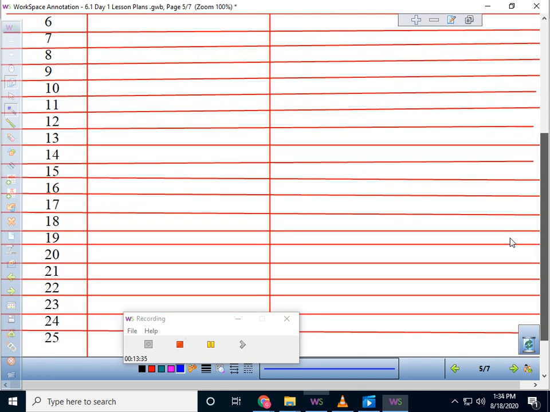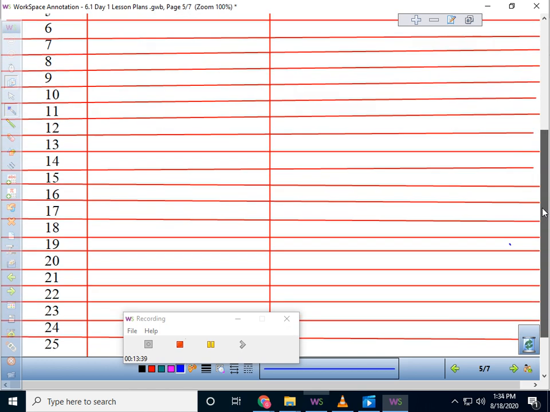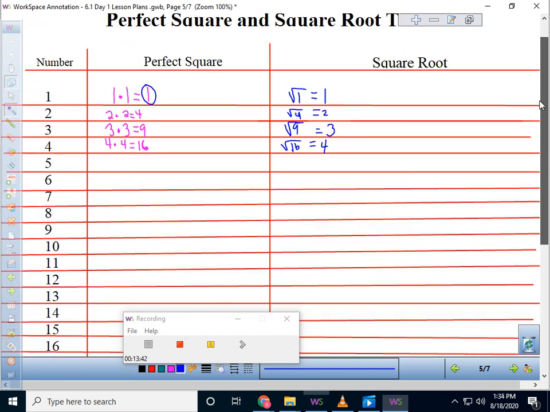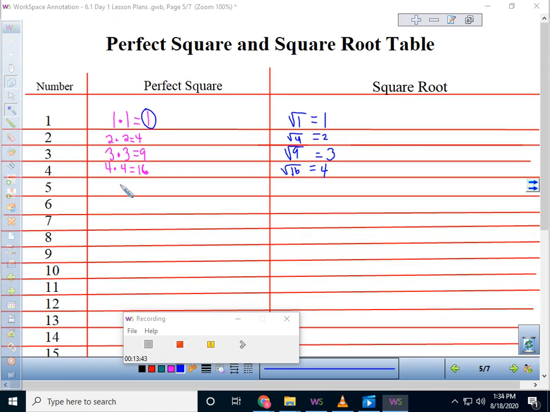Some of these are going to get pretty big, so if you get confused and you don't know the answer, just wait a while and we'll fill them in together as a class. So I want you to go all the way down to 25, so the next one would be 5 times 5, 6 times 6, 7 times 7, 8 times 8. And then over here, I want you to take the square root of those answers. So 5 times 5 is 25, so here you take the square root of 25 and get that.